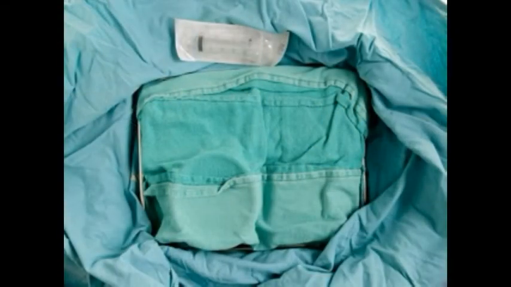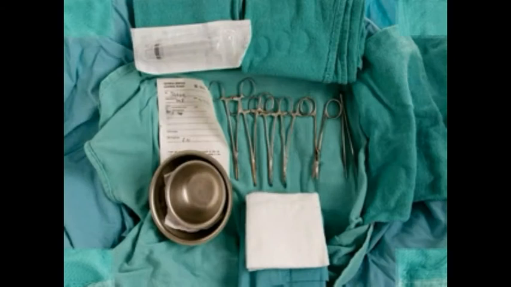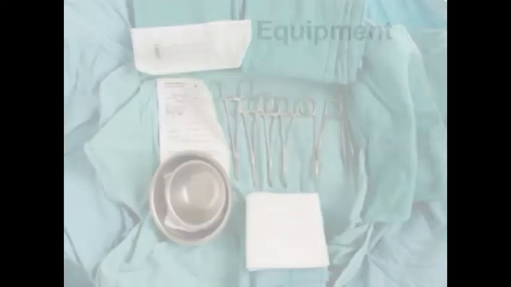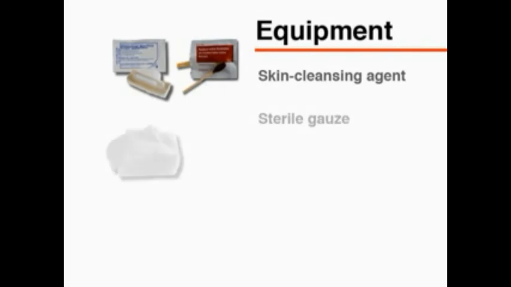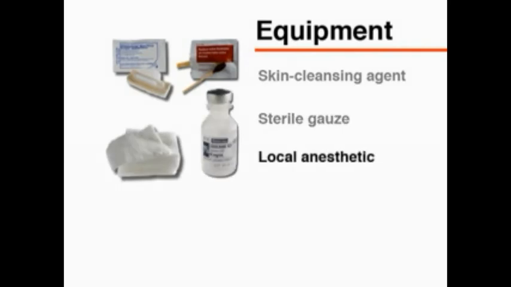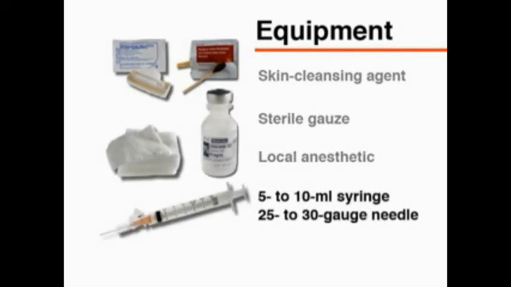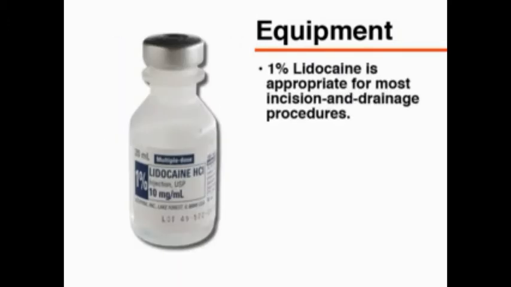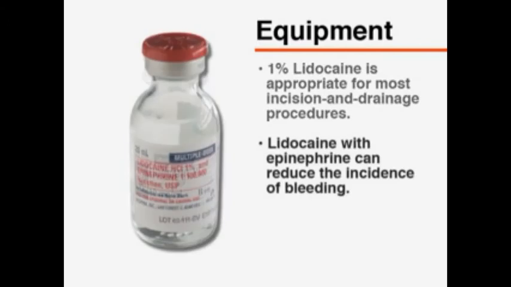Materials needed for the incision and drainage of an abscess are similar to those needed for a laceration repair. A pre-assembled laceration kit may contain many of the necessary items. For preparation and anesthesia, obtain a skin cleansing agent, sterile gauze, local anesthetic, and a 5 to 10 milliliter syringe with a 25 to 30 gauge needle. 1% lidocaine is an appropriate anesthetic for this procedure.